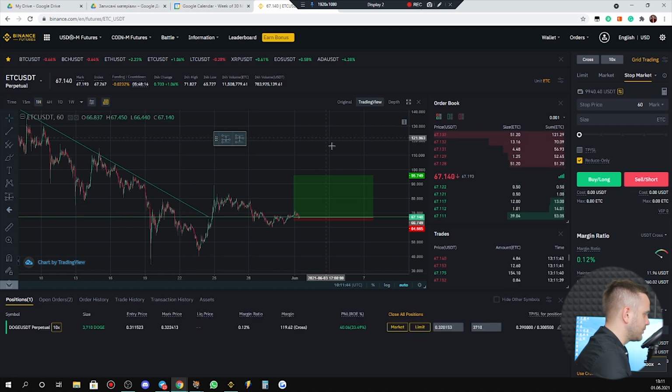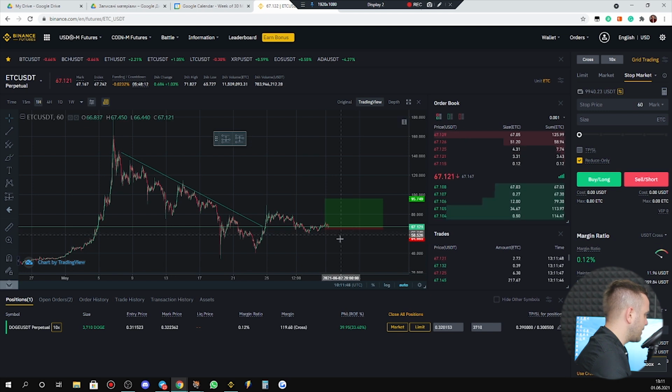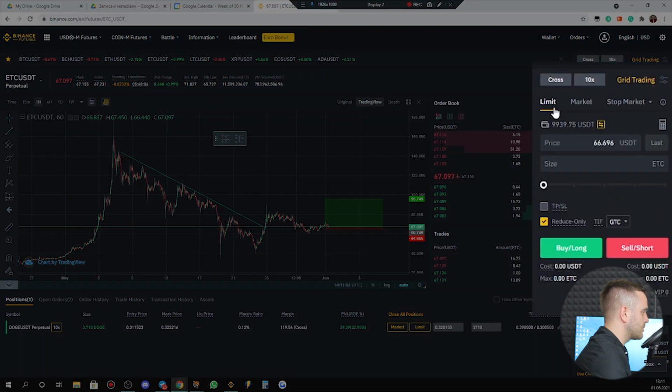What else do we do? For example, we have a desire to buy if price will make a reload at 39. What we do, we use limit, and there must be no reduce only, and we write 39 USD. After that, you write the amount of coins that you would like to buy at it. And as you can see, buy limit 10 Ethereum Classic. That's all.